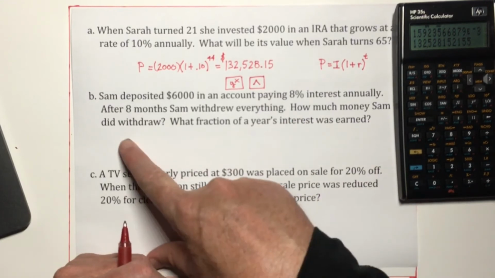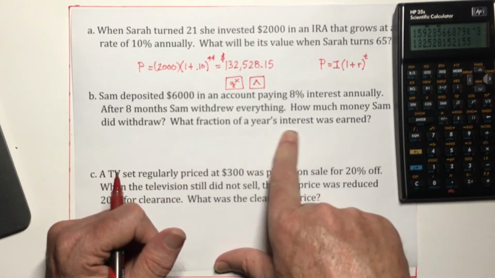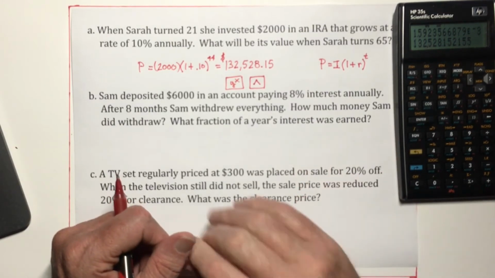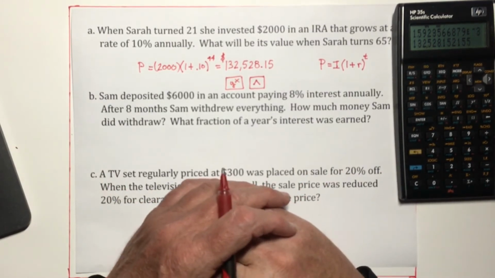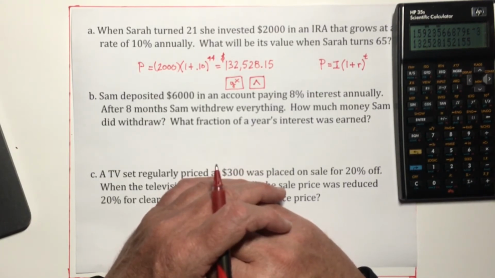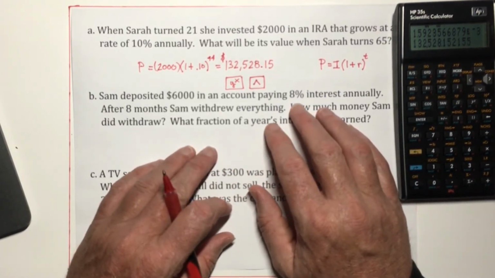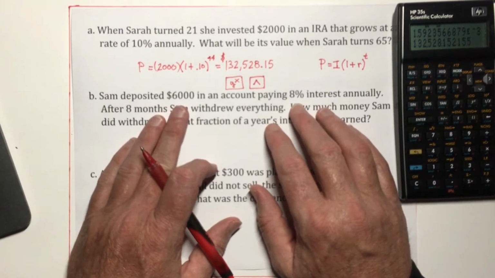Anyway, swap those around. How much money did Sam withdraw? And secondly, what fraction of a year's interest was earned? All right, I have a couple problems with this problem. First off, let's do it the way the book tells you to do it. We're going to get 8% interest annually.